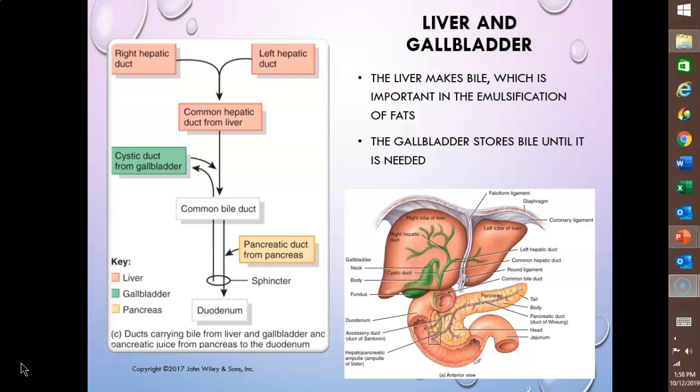The gallbladder is a small pear-shaped sac that's located posterior to the liver. So it's on that posterior surface. It's usually about 3 to 4 inches long and typically hangs from the anterior and inferior margin of the liver. So you can see it pokes out just a little bit.